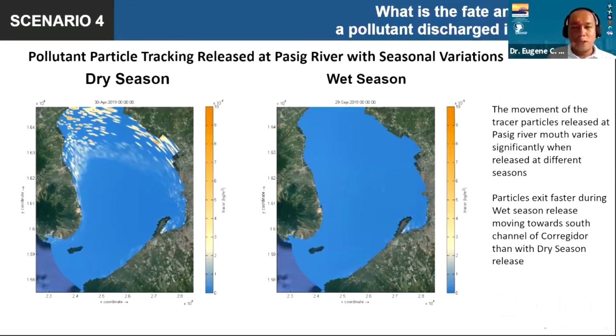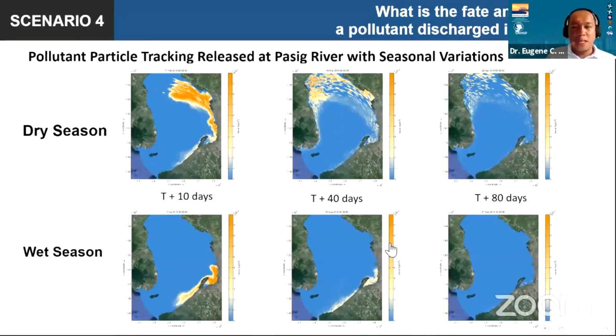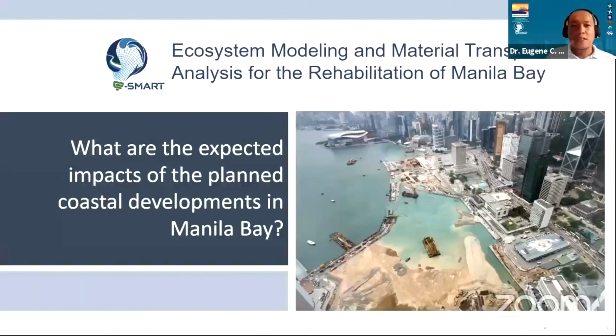or the oil slick is much lower, but this one, much of the concentration were found in Pampanga Bay during the dry season, while during the wet season they are much more concentrated along Bacoor Bay and along Cavite shoreline. These are just snapshots describing the difference between the dry season and the wet season.